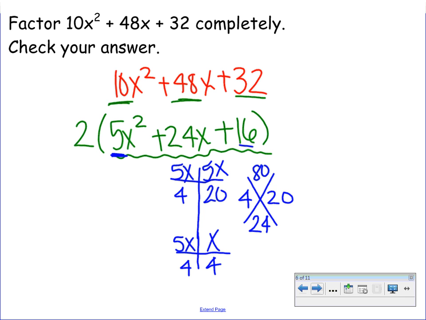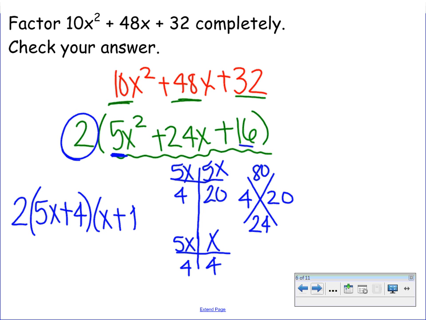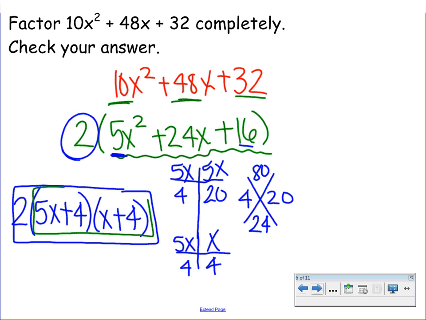Okay, so now I'm going to write out my answer. I cannot forget to include this 2 back in my answer. It is part of my answer, guys. Don't leave that out, or you would get the wrong answer. So there is my answer. Now, how can I check that? I can check that by FOILing. I can FOIL my 2 binomials together and then distribute in a 2, and I should get what I started with, my problem up there.